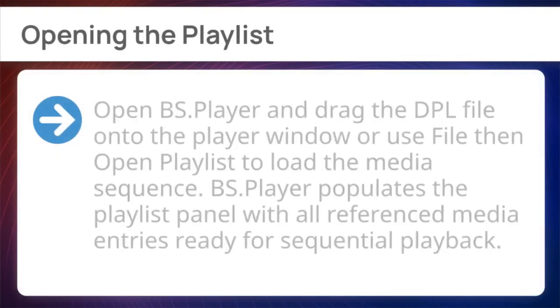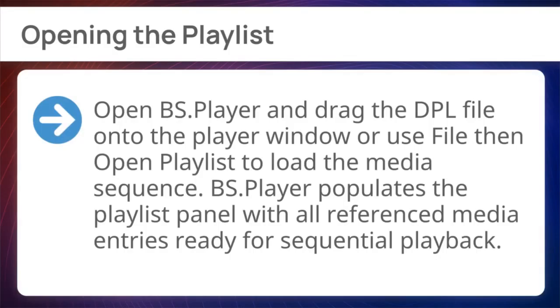First, opening the playlist. Open BS.Player and drag the DPL file onto the player window, or use File then Open Playlist to load the media sequence. BS.Player populates the playlist panel with all reference media entries, ready for sequential playback.